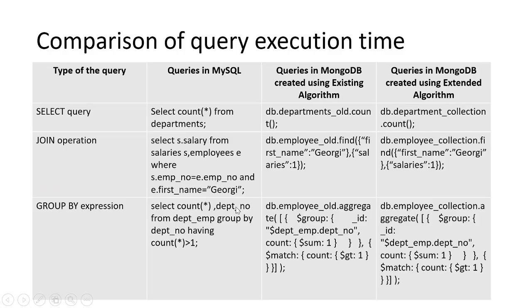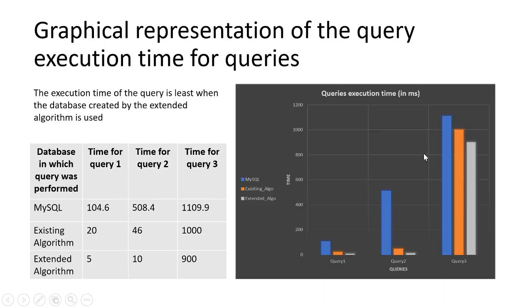For plotting the graphical results, we used select query, join query and group by query on MySQL and the MongoDB collections created by both the existing algorithm and the extended algorithm. We got the processing time for each of the queries and plotted a graph. So this is the graph which shows the query's execution time.